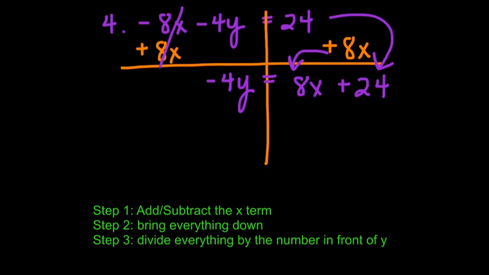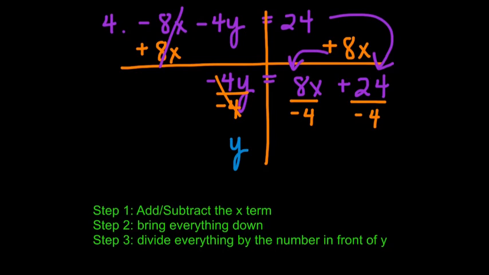Now, in order to do step 3 to find the actual value of y, we're going to divide everything by the number in front of y. So we're going to divide everything here by a negative 4. And again, keep that negative sign with it. So final answer here, negative 4 divided by negative 4 is going to cancel.